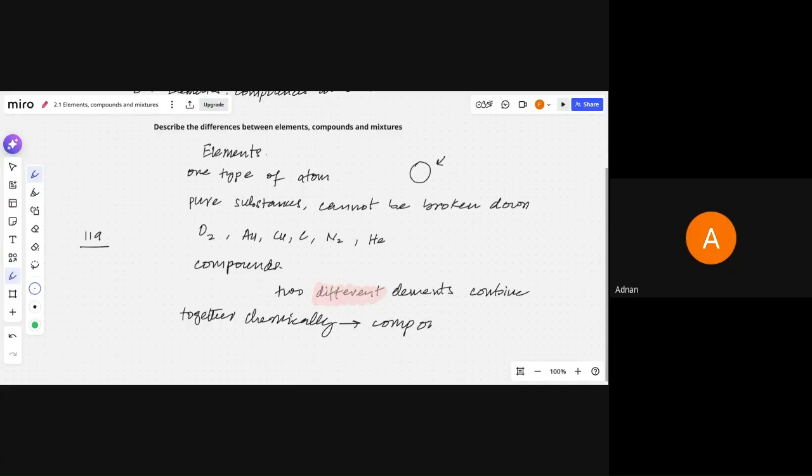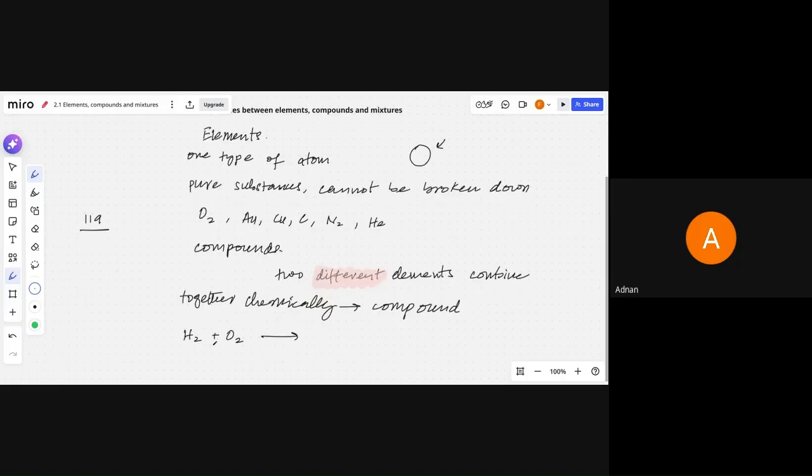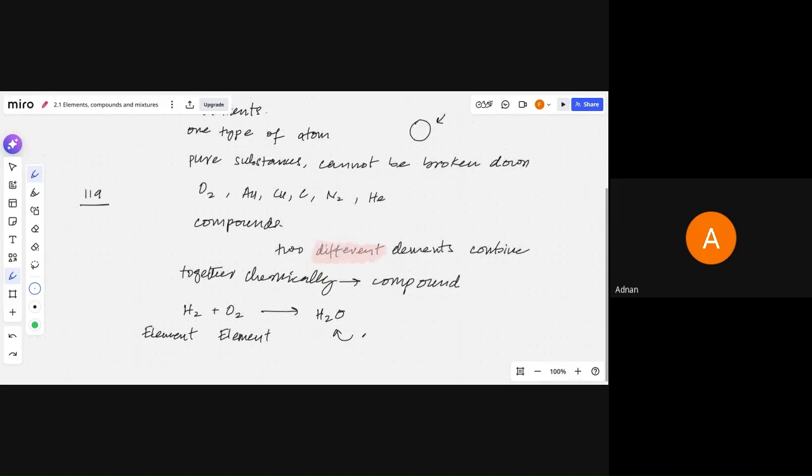So let's take a look at some examples now. Hydrogen and oxygen gas, when they chemically combine, bonds are broken, and these atoms rearrange and create water. So now you can see that both hydrogen and oxygen are elements, pure substances, and they are joining together and producing water, which is a compound, right?